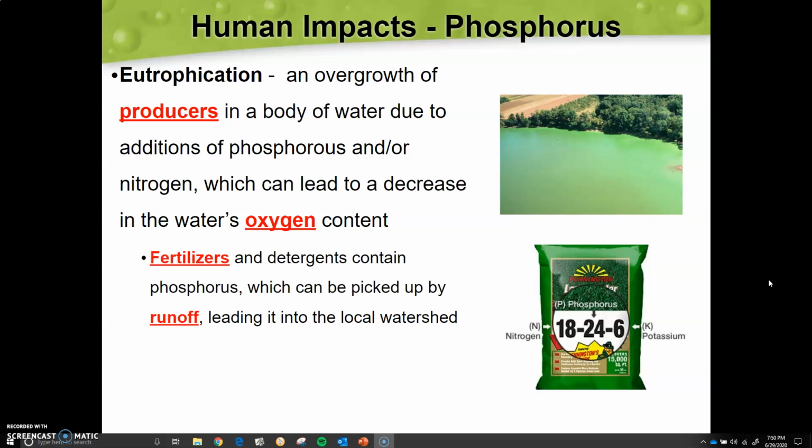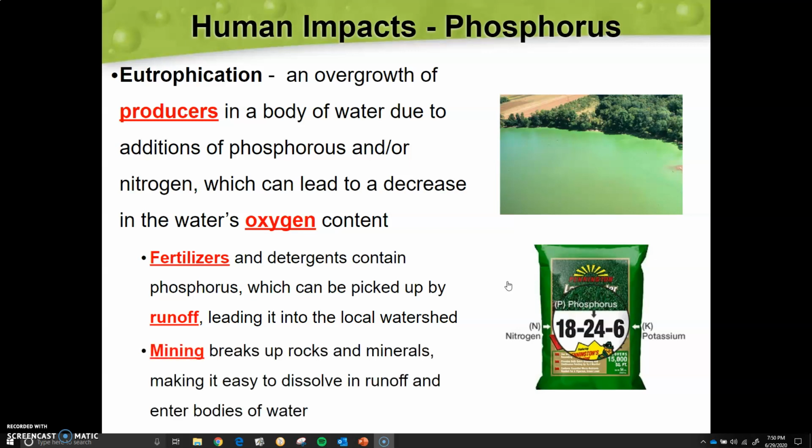We have phosphorus in fertilizers and detergents, and it can be picked up by runoff. Runoff is when, after it rains, if not all of that water is absorbed in the soil or percolates down to be stored in an aquifer, it becomes runoff. And so all of these excess nutrients, if there's too much of it entering a waterway, it's going to create a problem. Okay, and then mining is going to break up rocks and minerals, making it easy to dissolve and run off and enter bodies of water that way as well.